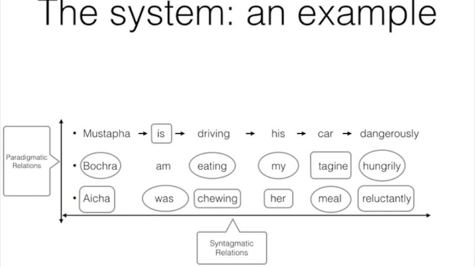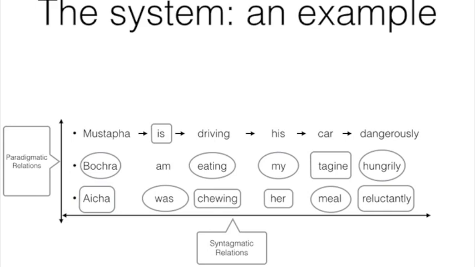This is one sentence. It's correct, good. It has got a system: subject, verb, complement, etc. Instead of Mustafa, you can have Bushra, Aisha, and others. Instead of "is," you can have am, was, has been, whatever. Instead of driving, you can have eating, chewing, studying, whatever. In your mind, this is what you have.